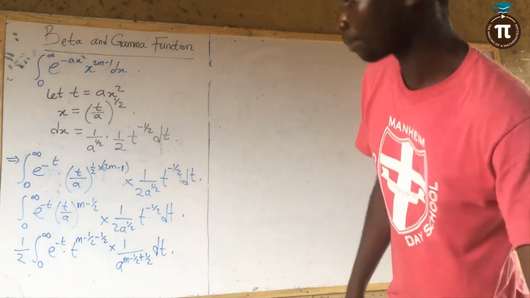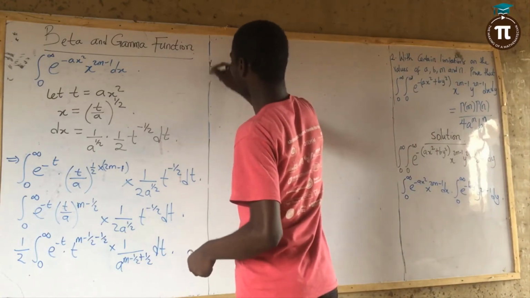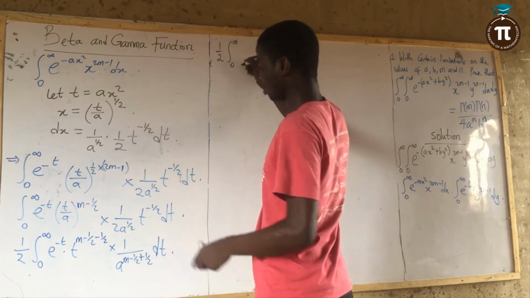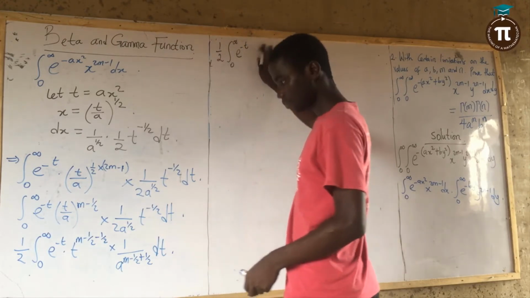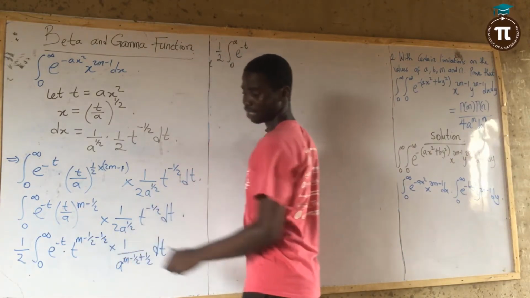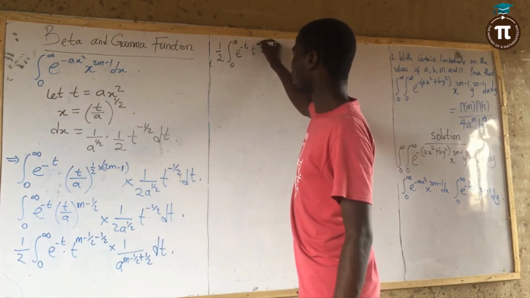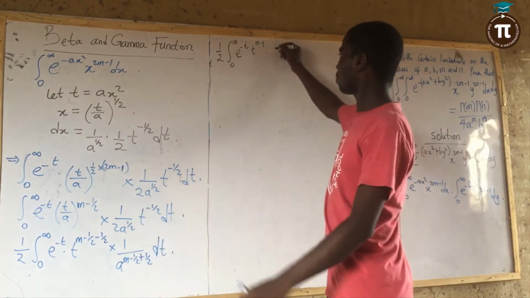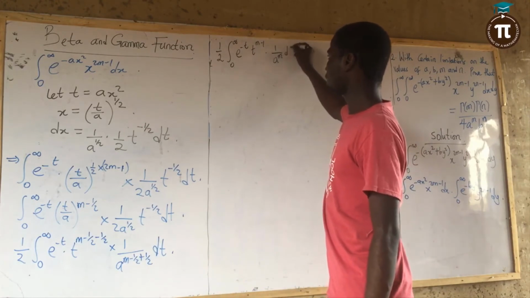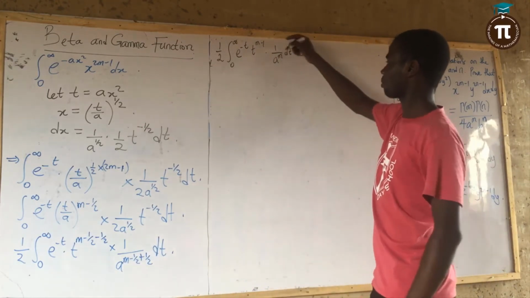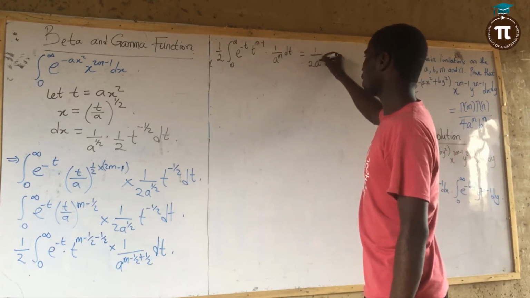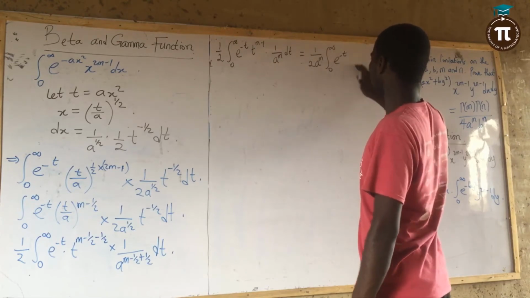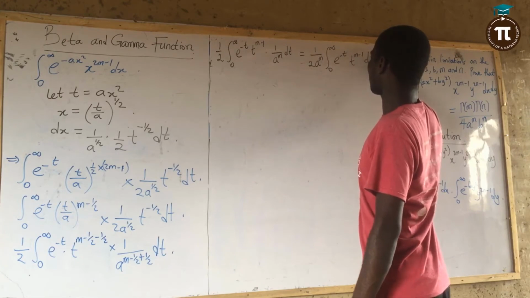So that I will have 1 over 2 integral from 0 to infinity of e raised to power minus t, minus 1 over 2 minus 1 over 2 will give me minus 1, so that I have t raised to power n minus 1 multiplied by 1 over minus 1 over 2 plus 1 over 2 will give 0, multiplied by 1 over a raised to power n dt. Take the a raised to power m outside because it's also a constant: 1 over 2a raised to power m integral from 0 to infinity e raised to power minus t, t raised to power m minus 1 dt.